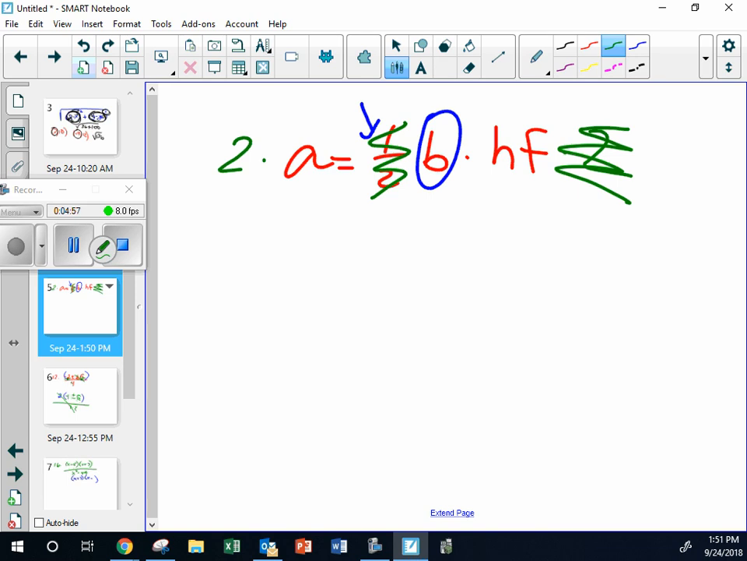No, I need one more step. Yeah, you can do it in one step. Instead of getting rid of the h and the f separately, divide by hf on both sides, and they'll cancel, and the b is alone.